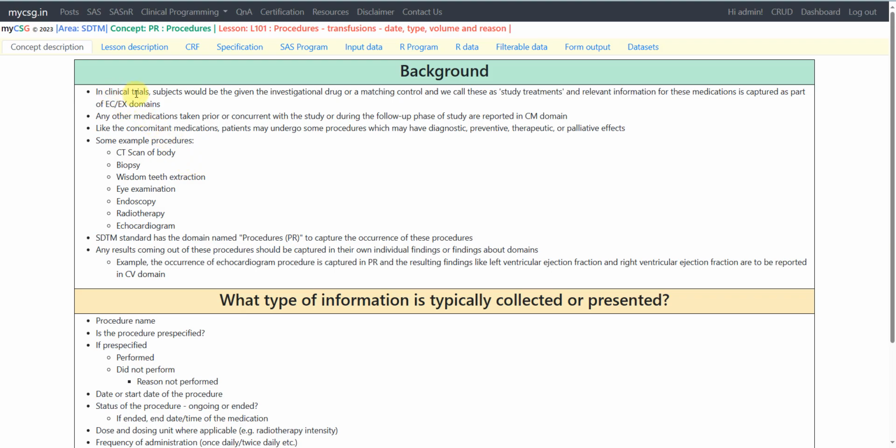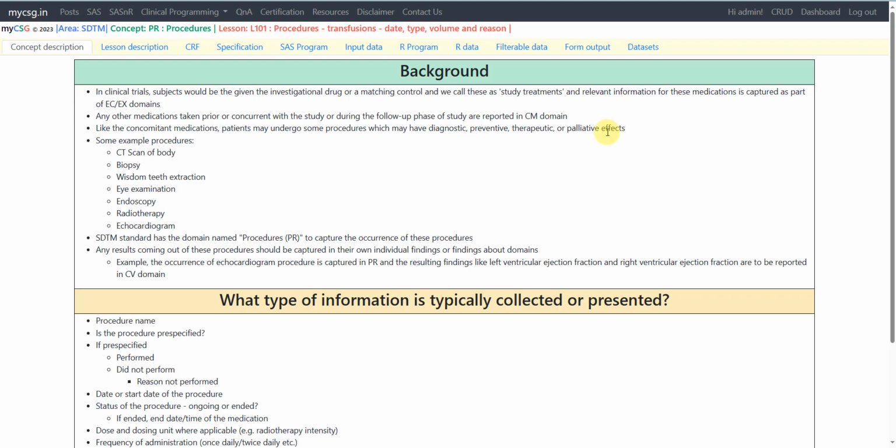In clinical trials, subjects would be given the investigational drug or a matching control, and we call these study treatments. The relevant information for these study medications is captured as part of EC or EX domains. Any other medications taken prior to or concurrent with the study, or during the follow-up phase of the study, are reported in the CM domain.